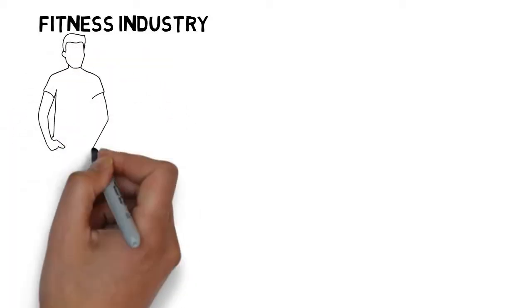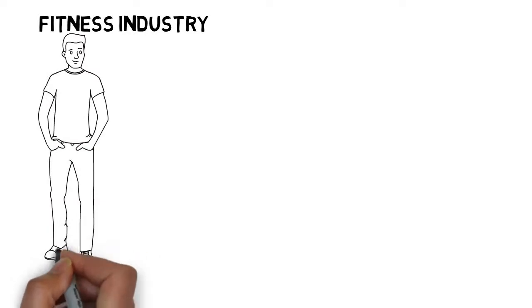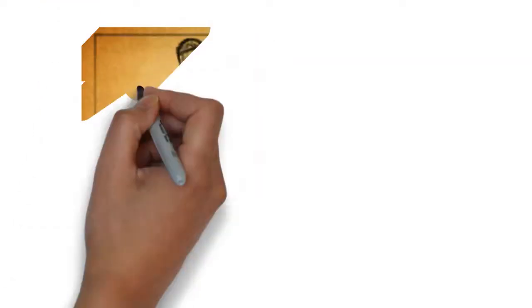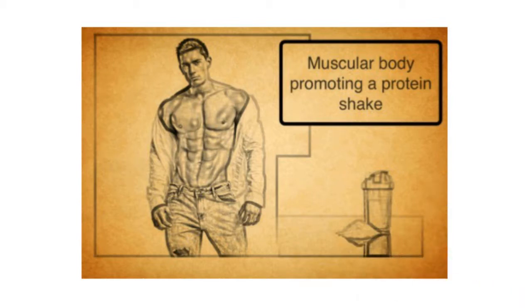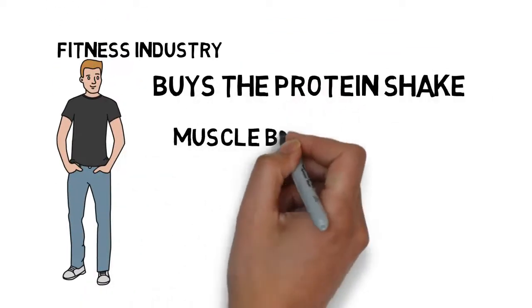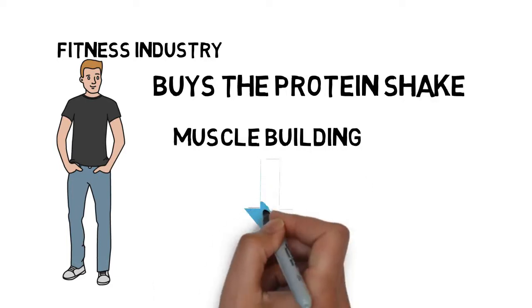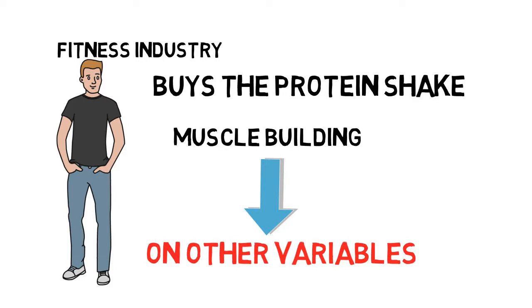Now, the swimmer's body illusion is never more prominent than in the fitness industry. So when David opens a magazine, he sees a muscular body promoting a protein shake. Now, this marketing creates the perception that the protein shake is a crucial component of the muscular physique. So David buys the protein shake and realizes months later that the muscle building matrix is decided on other variables.